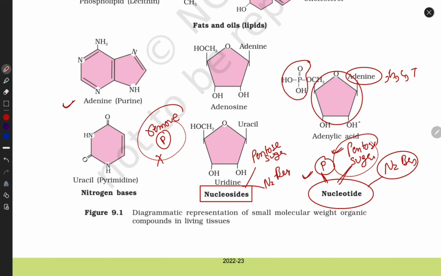Clear? This is the structure of adenine. You have to remember uracil. Guys, you have to remember. I don't know, but you have to remember.